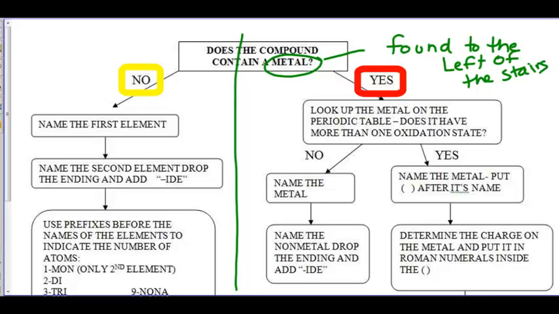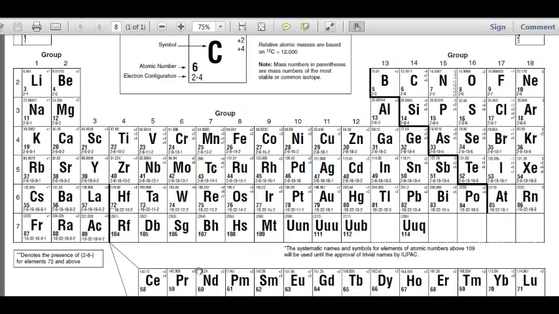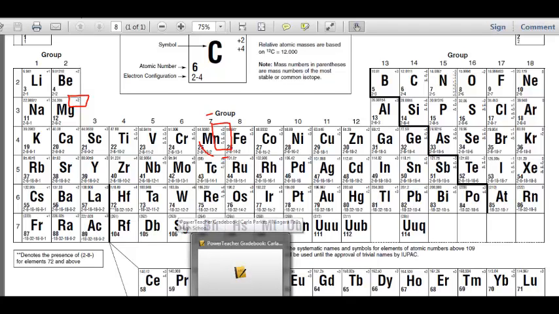So if your answer is yes, and you have a metal, you want to look your metal up on the periodic table and see if it has more than one oxidation state. An oxidation state is a charge. Okay? So if you said yes, I have a metal, then you go to the periodic table and you look in the box for the metal and you see how many numbers are in there. If there is one charge, you would follow one pathway. If there's more than one charge, you would follow another pathway. So let's go back to the notes and take a look at this.